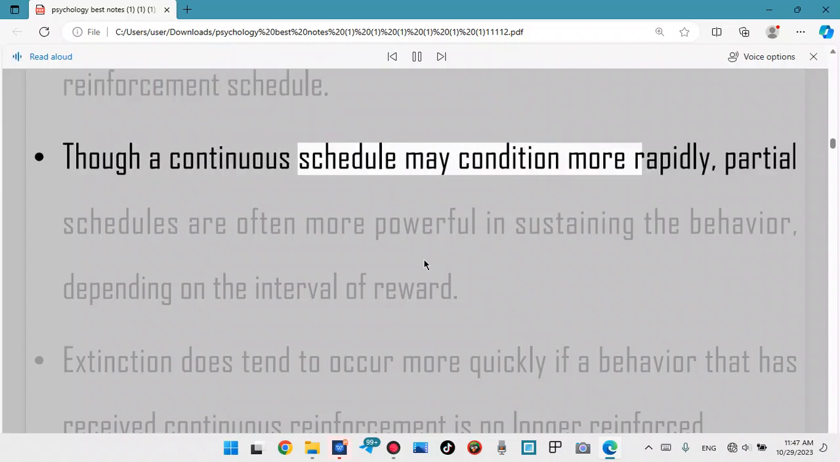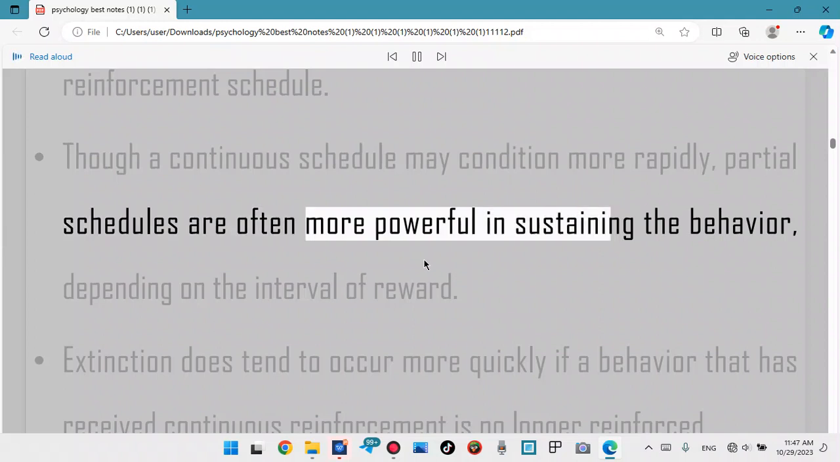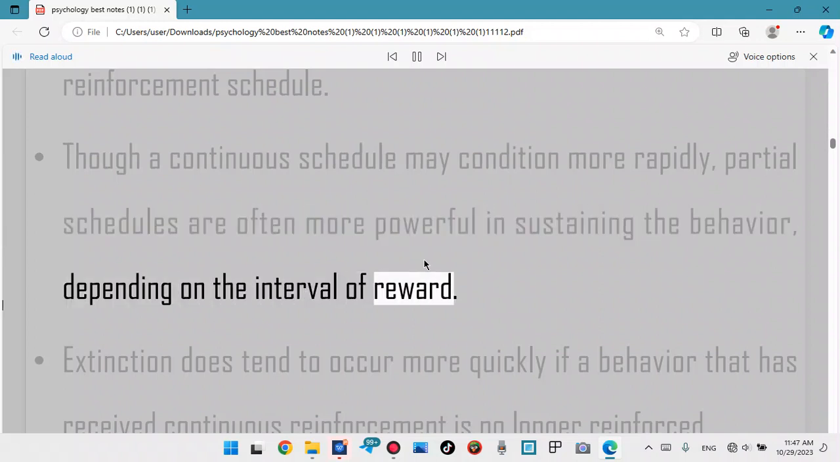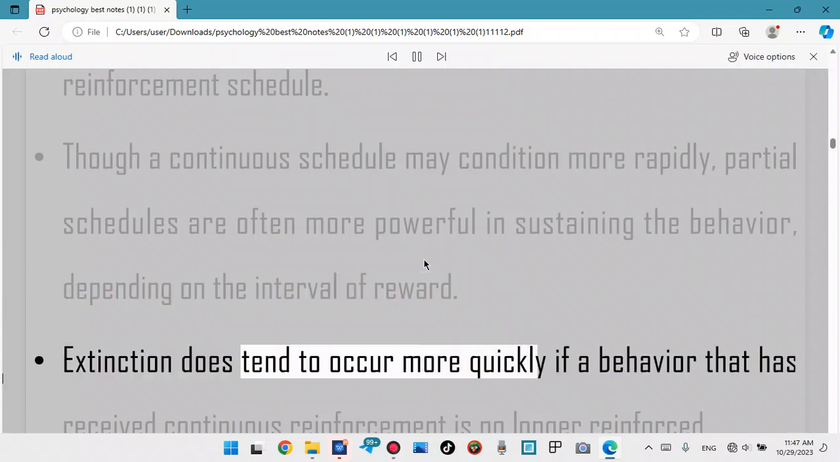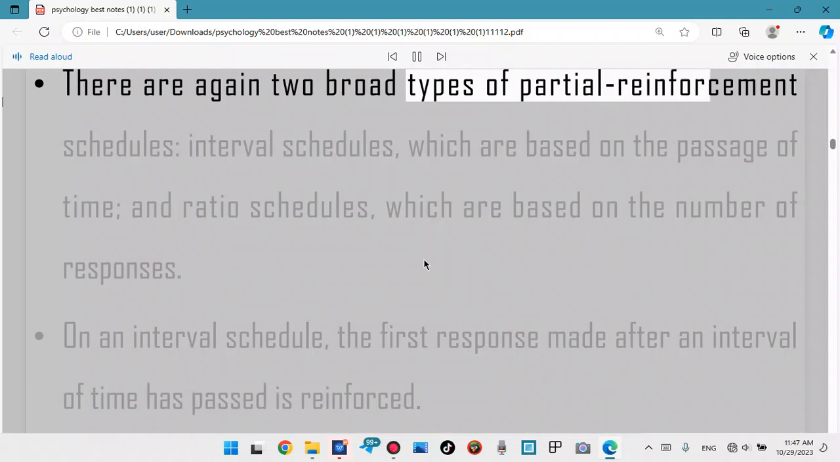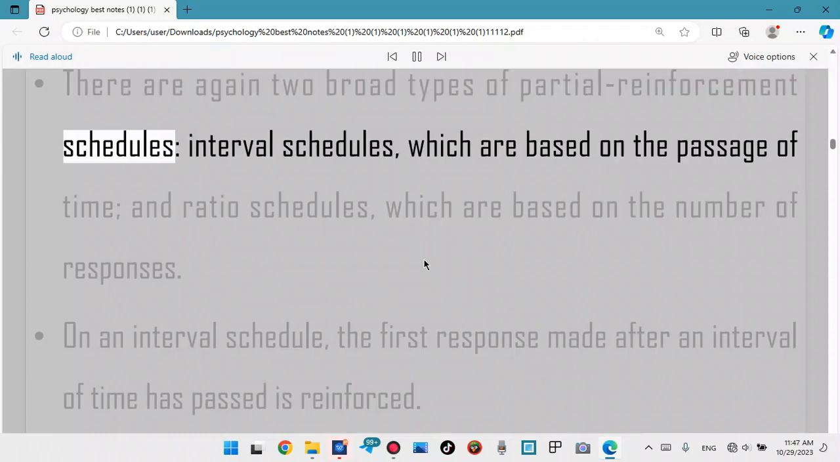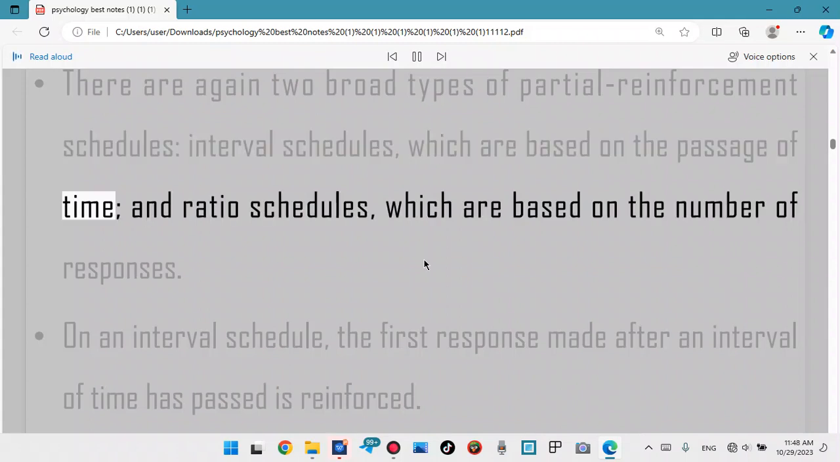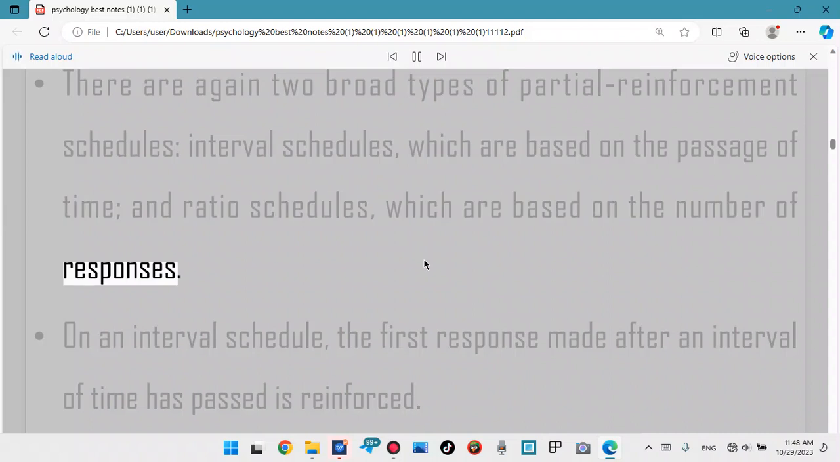Though a continuous schedule may condition more rapidly, partial schedules are often more powerful in sustaining the behavior, depending on the interval of reward. Extinction does tend to occur more quickly if a behavior that has received continuous reinforcement is no longer reinforced. There are again 2 broad types of partial reinforcement schedules: interval schedules, which are based on the passage of time, and ratio schedules, which are based on the number of responses.